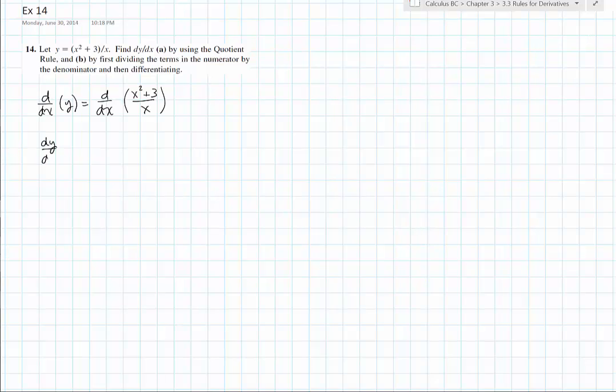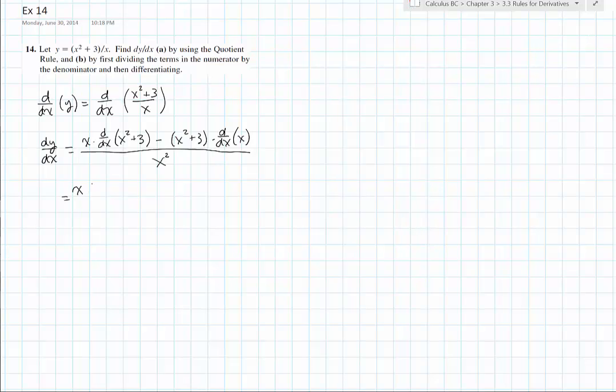Now the derivative of y with respect to x is dy/dx. The derivative of this is going to be the bottom times the derivative of the top, minus the top multiplied by the derivative of the bottom, and all of this is over the bottom squared. So what do we get?